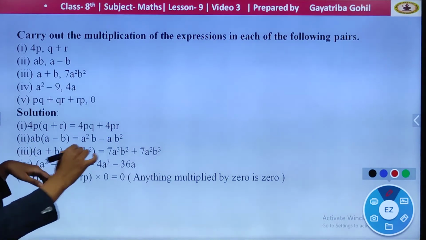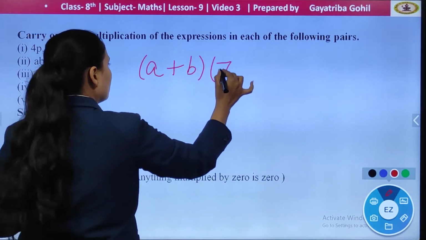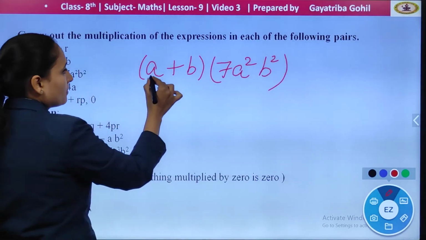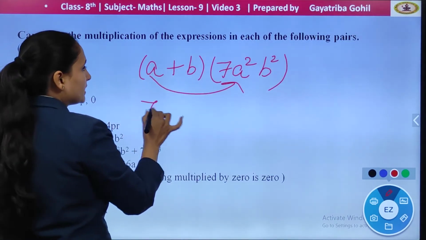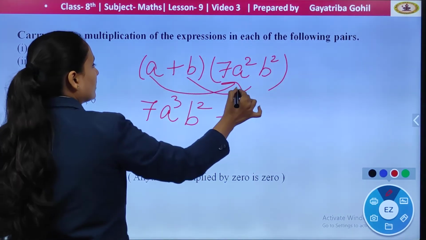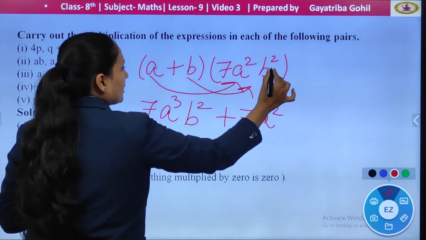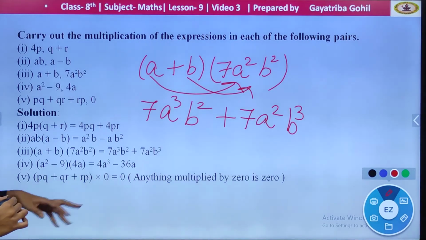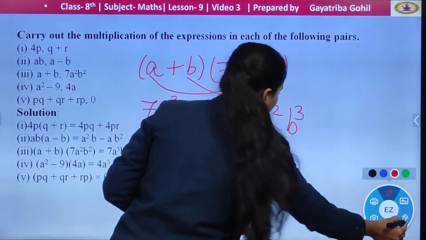Then I have a plus b into 7a square b square. Again multiply a with 7a square b square. So it will become 7a cube b square plus, now b with this. So 7 as it is, a square as it is, and b into b square will become b cube. So my answer will be 7a cube b square plus 7a square b cube.